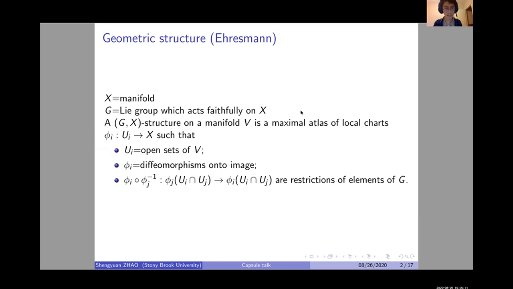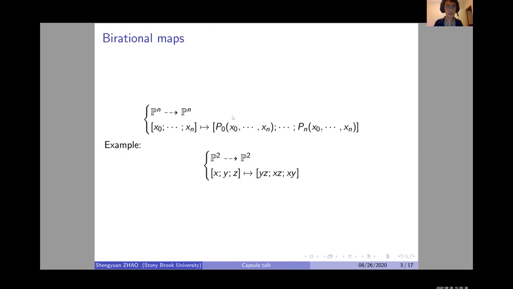Okay, this is a classical notion of geometric structure. Now I want to modify it by allowing different kinds of model space. So here the model space is a manifold with a Lie group action. What I want is something more algebraic. So before introducing the new definition, let me just explain briefly what is a birational map.